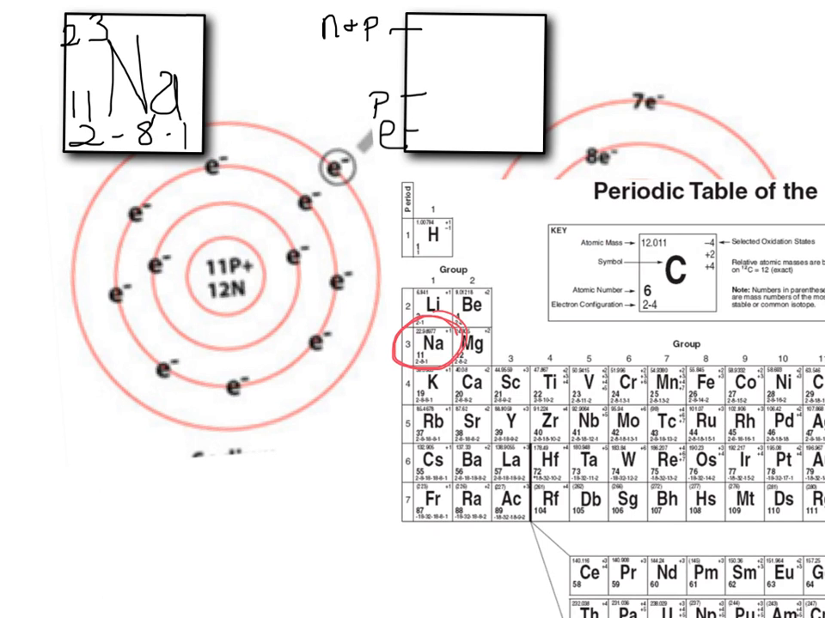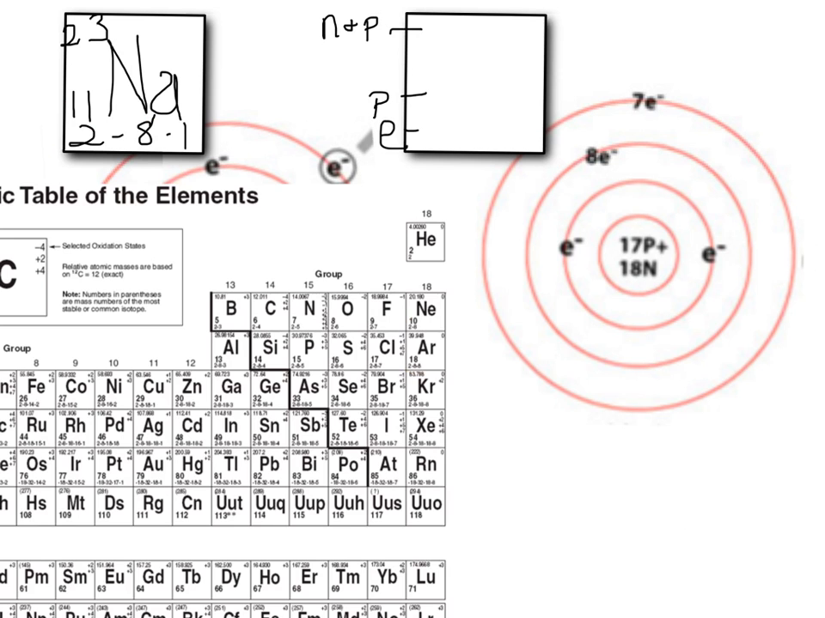Let's look at another example. In this example, we have 17 protons. So our atomic number is 17. Looking at our periodic table, element number 17 is chlorine. So our symbol is Cl, for chlorine.